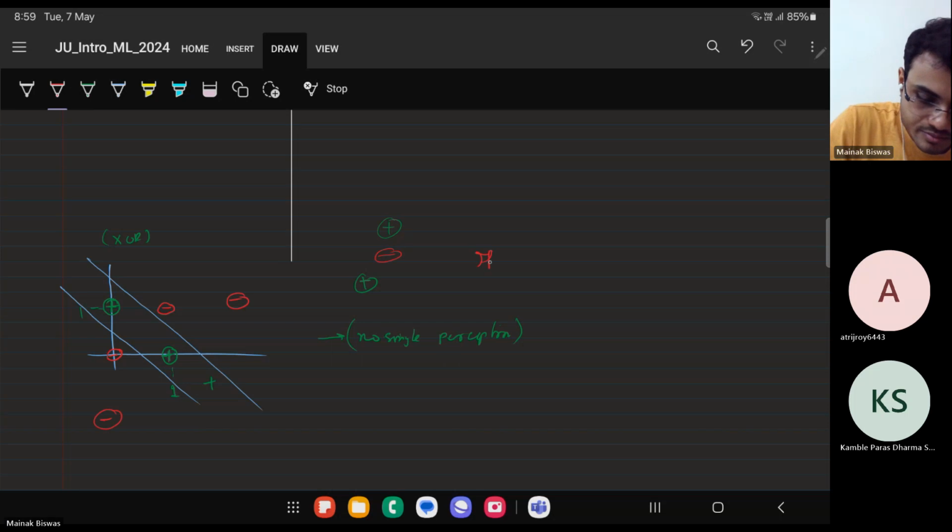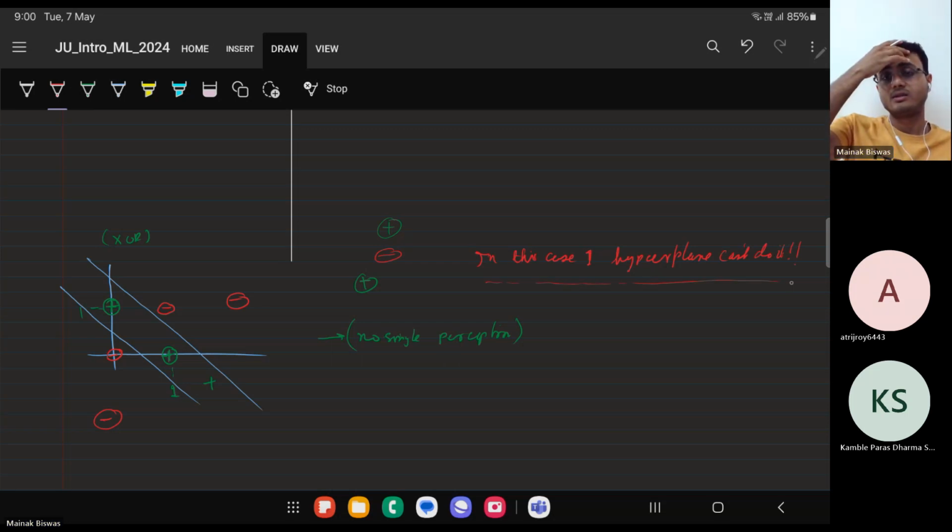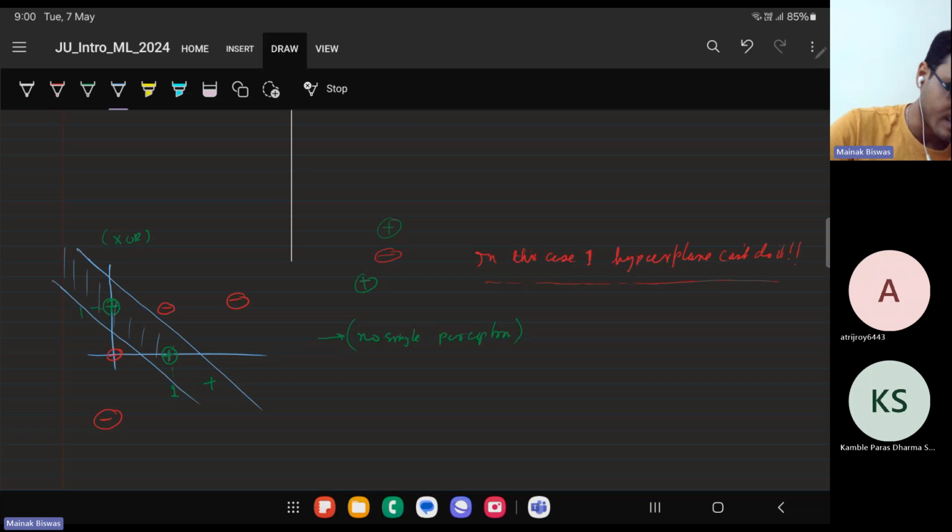So in this case, one hyperplane cannot do that, right? Can't do it. Can you do this with one hyperplane? No. So how many hyperplanes do you need? You need two hyperplanes, right? If I have two hyperplanes, I can take things in between these as one class and outside these as the other class, right? Yes. So we need multiple perceptrons somehow. And how we're going to get it, we'll see now.